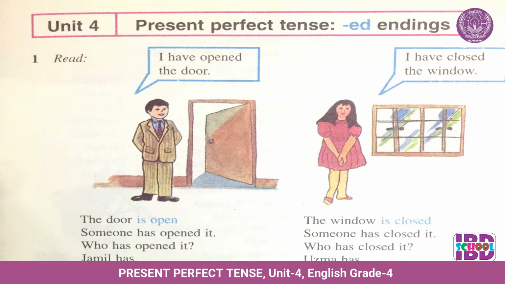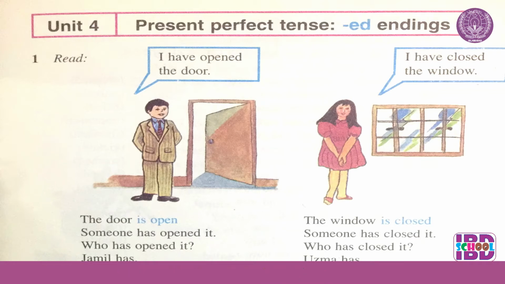For example, the first picture of the unit is I have opened the door. Here the action is complete, and with the subject I, we, they and you, we always use have, and the verb with ed ending is opened. The door is open. Someone has opened it. Who has opened it? Jamil has. Jamil has opened the door.